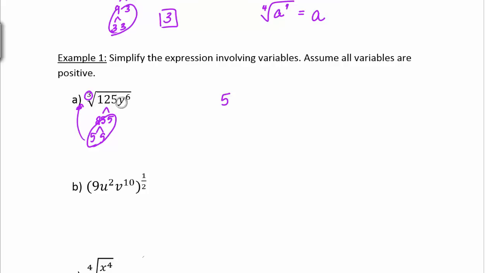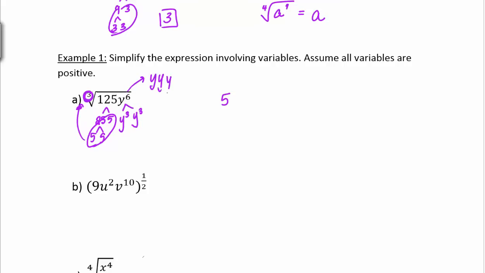Then I have y to the 6th. Now you can think about this a few different ways. We're looking for 3 of a kind. So I'm going to start with a y to the 3rd, because the cube root of y to the 3rd is going to cancel out. I'm going to say, what can I multiply this by to get y to the 6th? Well, that would be another y to the 3rd, because y to the 3rd times y to the 3rd is y to the 6th.